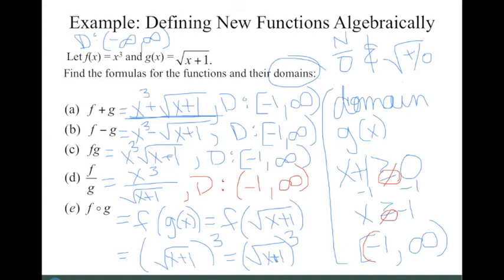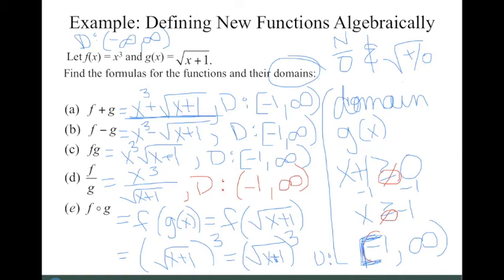And that means that my domain is still only concerned with that square root. So we'll have our same domain from the ones above. Our domain will still be from -1 to infinity with the square bracket this time, because I can cube 0. 0 cubed, no problem, that's just 0.